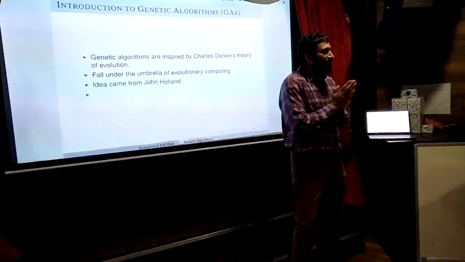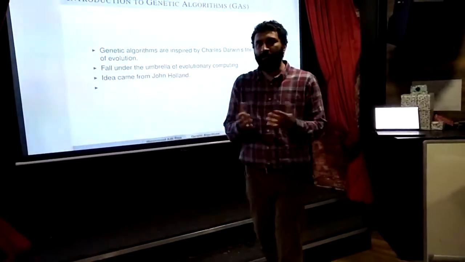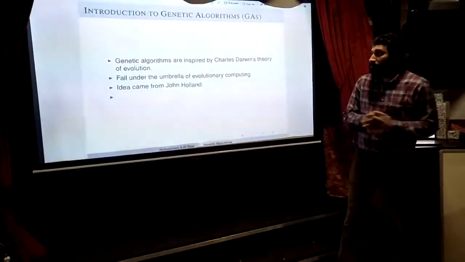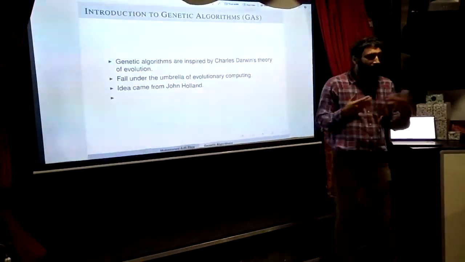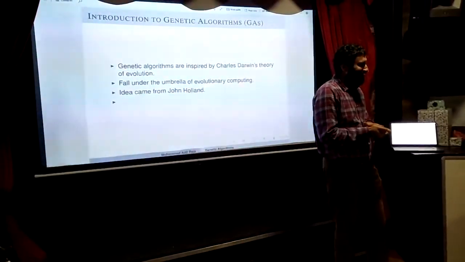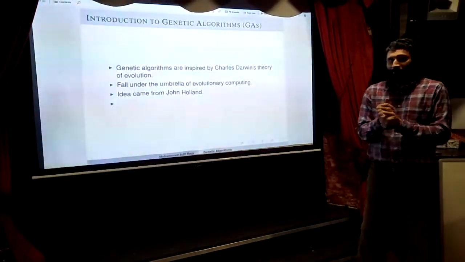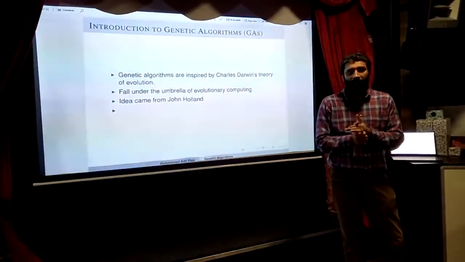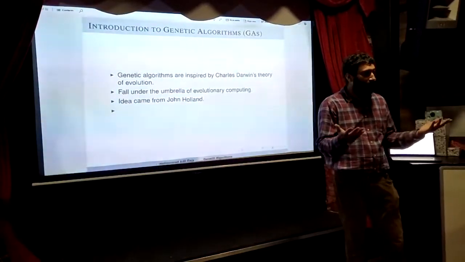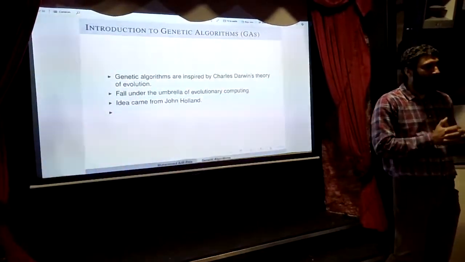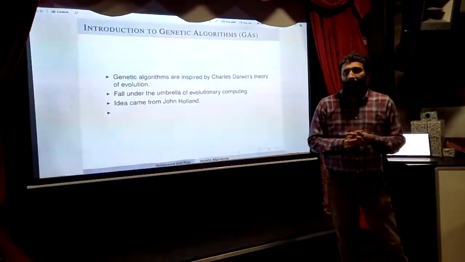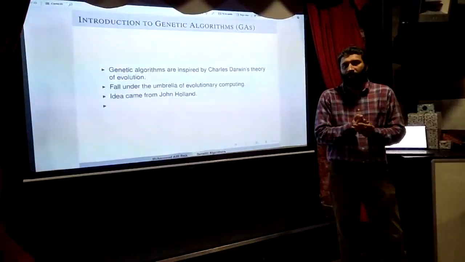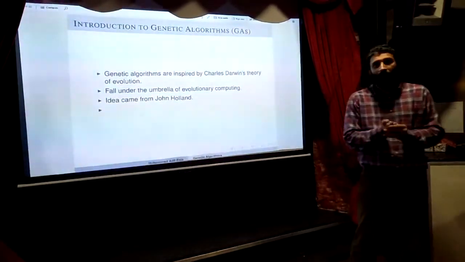So genetic algorithms are basically algorithms in computer science. They're basically inspired from Darwinian evolution, right? And they fall under the umbrella of evolutionary computing. The idea was first conceived by John Holland, and he took the biological correlates and implemented them into computer algorithms. And then since then, they have become quite popular in computer scientific circles, and they're really powerful tools for problem solving.